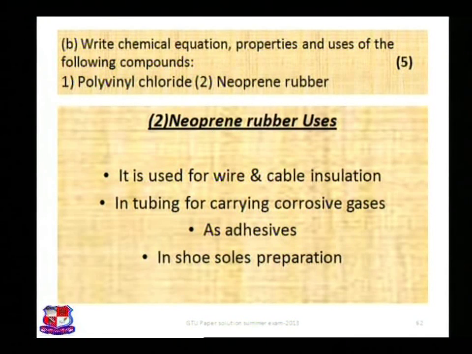We can see the neoprene rubber uses. It is used for wire and cable insulation, in tubing for carrying corrosive gases, as adhesives, and in shoe sole preparation. So neoprene rubber has some different uses. As an insulator, this rubber finds its most important application. This question is divided into 2 subparts, the PVC part and the neoprene rubber part. When you complete the entire answer, only then are you ensuring your 5 marks for this particular answer.